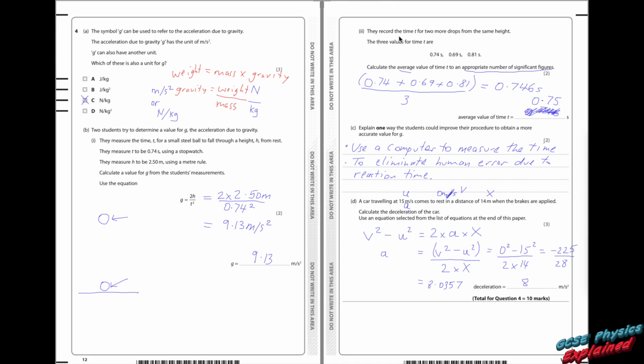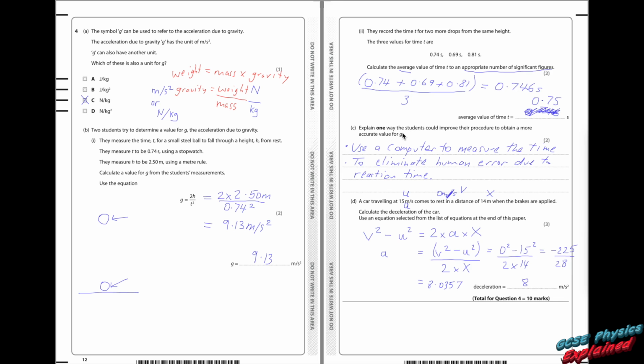Part 2. They record the time t for 2 more drops from the same height. The 3 values for time t are that, and that. Calculate the average value of time t to an appropriate number of significant figures. So to get the average, just add that to that to that. Make sure you press equals, then divide it by 3, and that'll come out as 0.746. So let's put our answer to 2 significant figures. So that'll round up to 0.75.